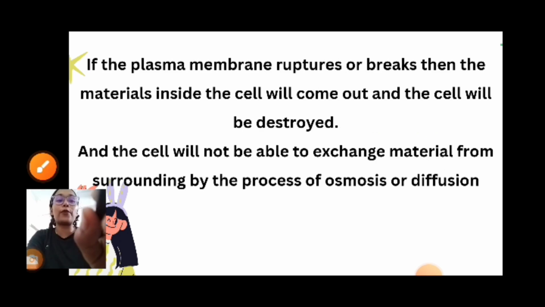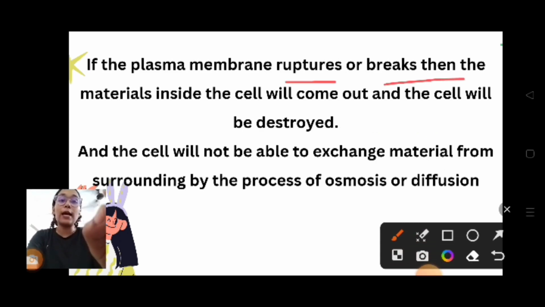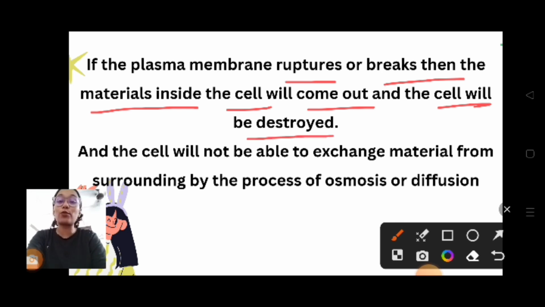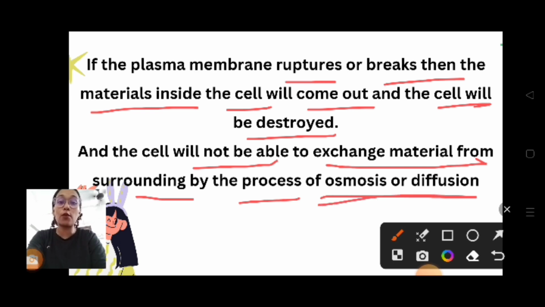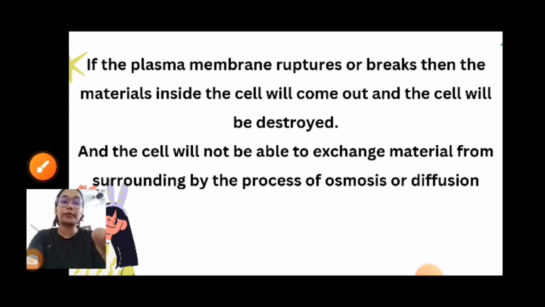If the plasma membrane ruptures or breaks down, then the materials inside the cell will come out. The cell will be destroyed completely and it will die ultimately. The cell will not be able to exchange material with the surroundings by the process of osmosis or diffusion. There won't be any exchange; it will lose its property of exchange. Understanding? Ultimately, the cell will die. Clear? So moving on to the next slide.